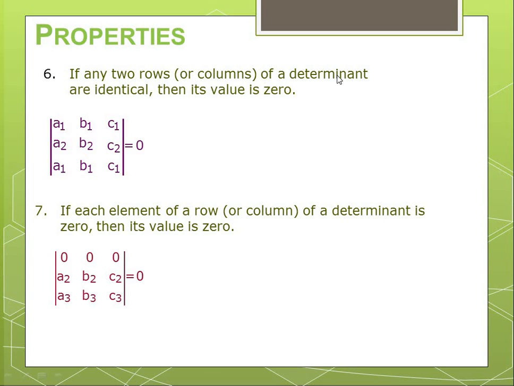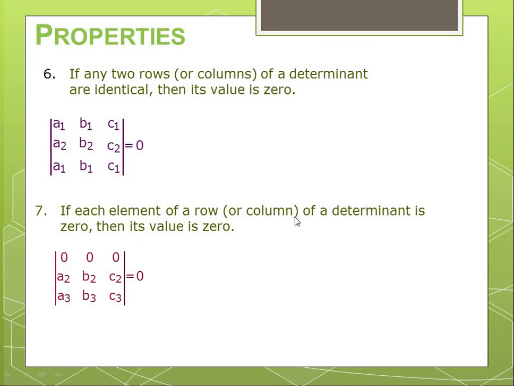If any two rows or columns of the determinant are identical, then its value is 0. In this case, a1 b1 c1 is the first row and the last row is also a1 b1 c1. So the first row and third row are the same. So if two rows are the same, then the value of the determinant is 0.